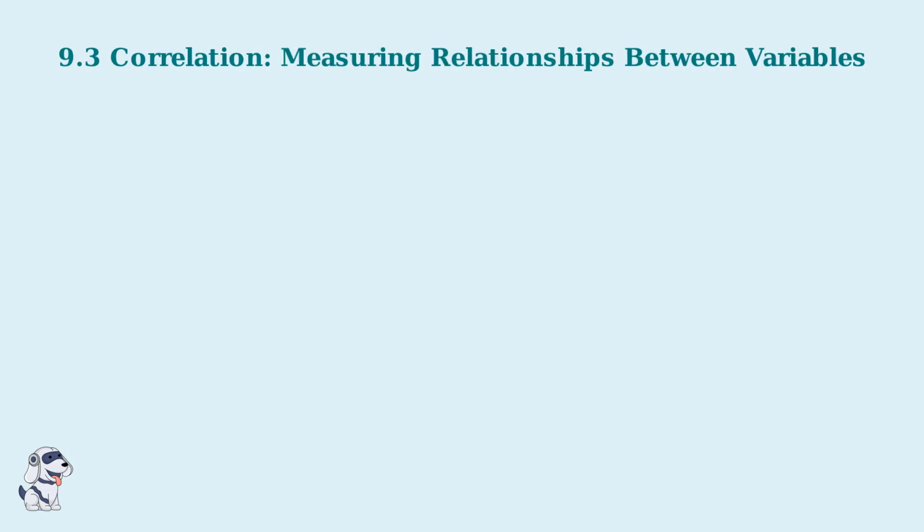Correlation is a fundamental statistical concept that measures the strength and direction of the linear relationship between two variables. Understanding correlation helps us identify patterns and make predictions based on data relationships.